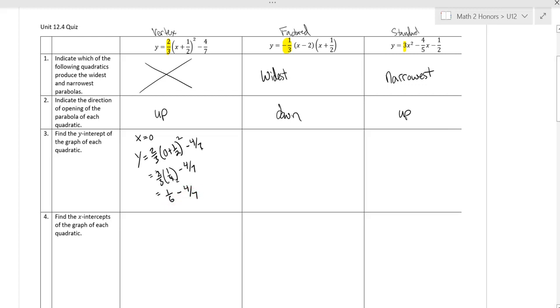Need a common denominator. I'm going to multiply the first fraction by 7/7 and get 7/42 minus, and then the second fraction I'll multiply by 6/6 and get 24/42. 7 minus 24 is going to be negative 17. And so our y-intercept is the point 0, comma, negative 17/42.